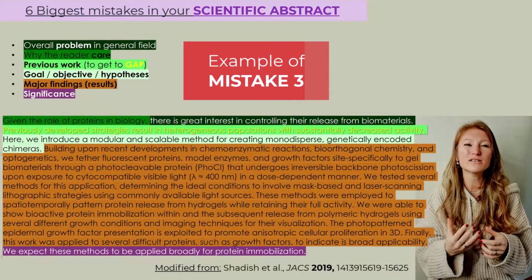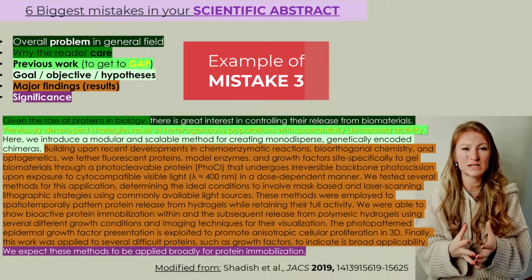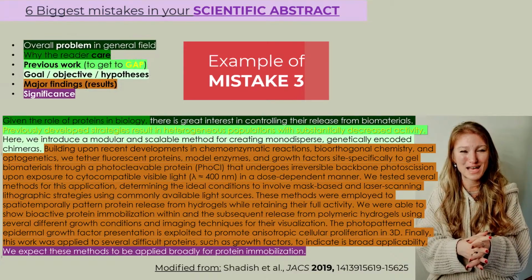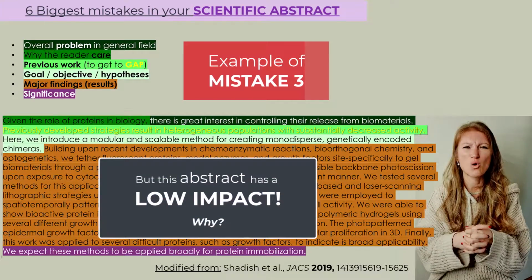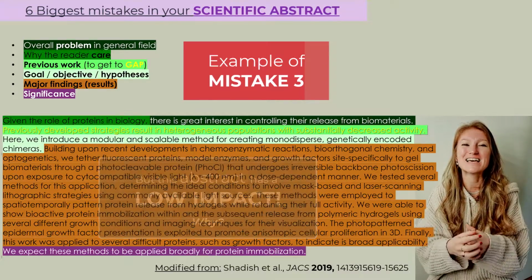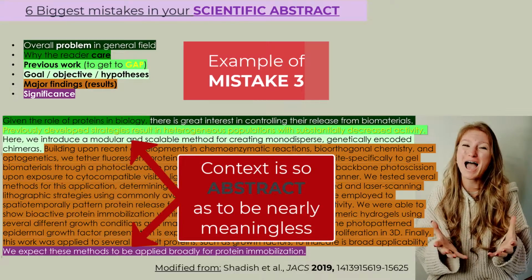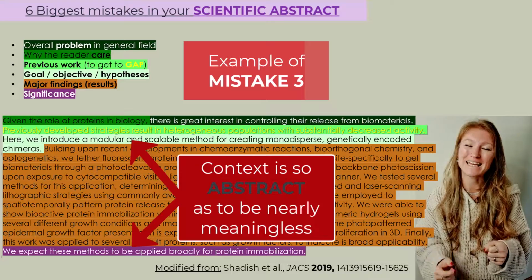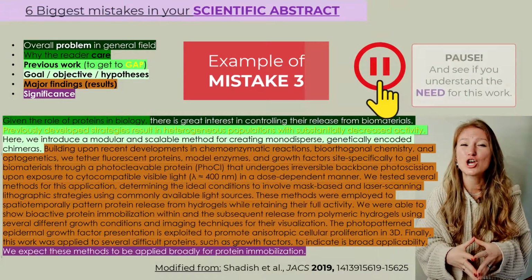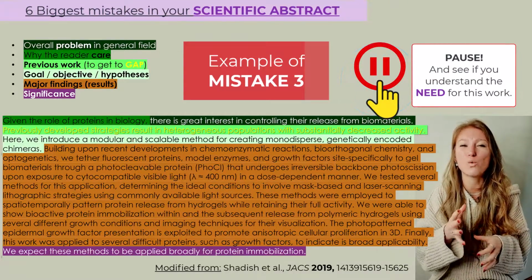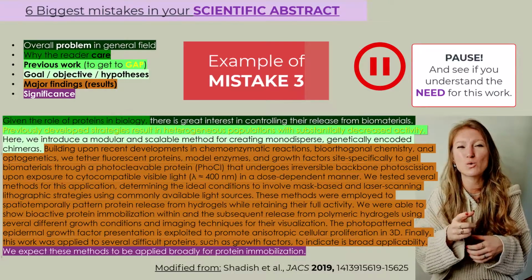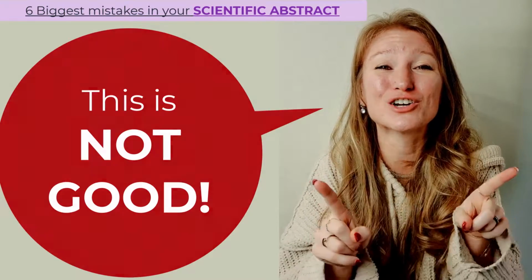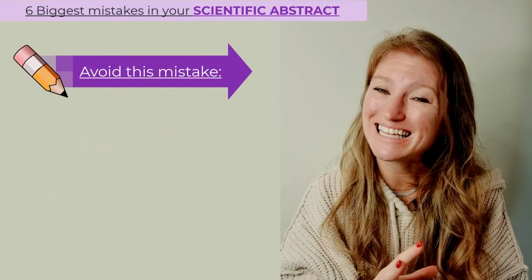So notice, while this abstract does cover all of the key parts I want to see in an abstract, the overall impact of this abstract is still quite low. Why? Because the context is so abstract as to be completely uninformative for your reader. Meaning that even after reading this abstract, your reader still doesn't know why your work is important, why it matters, why it deserves to be published. And in case you didn't know, this is not good. But don't worry, this is an easy fix.